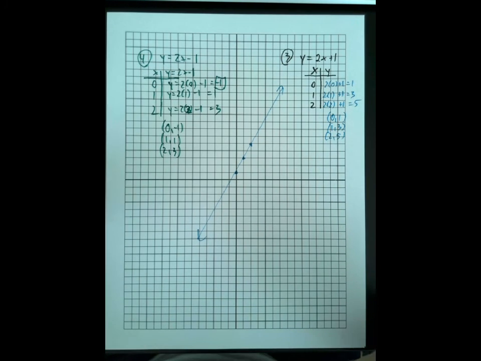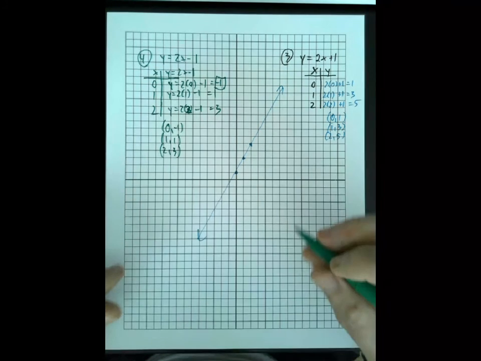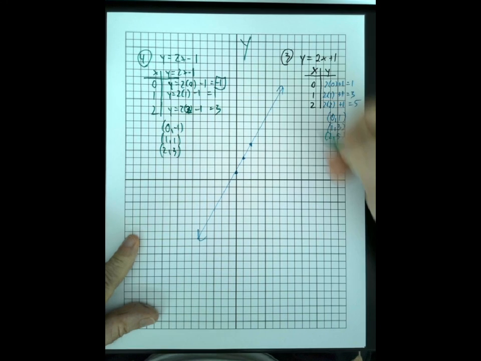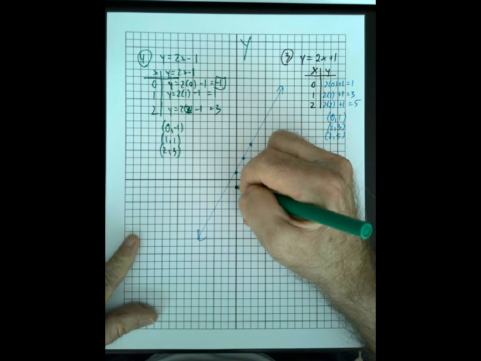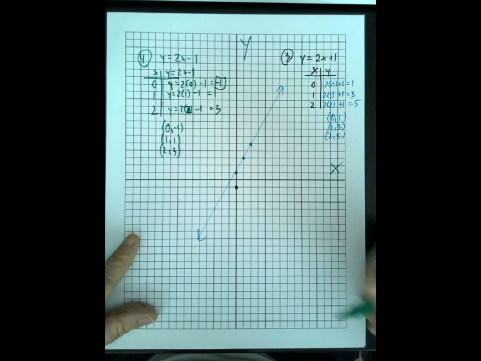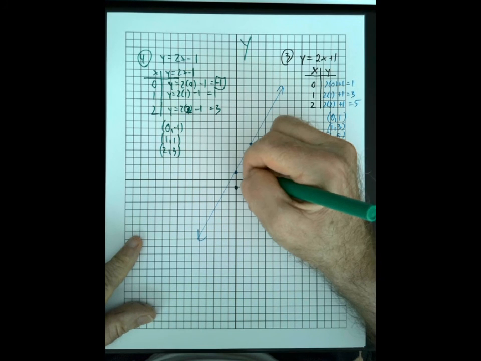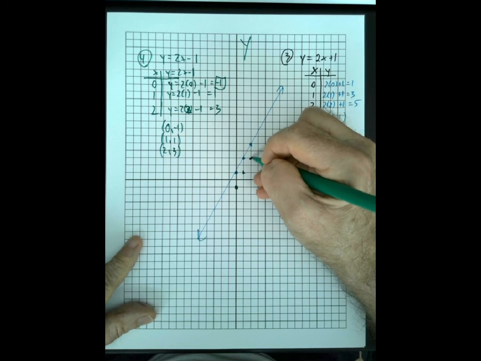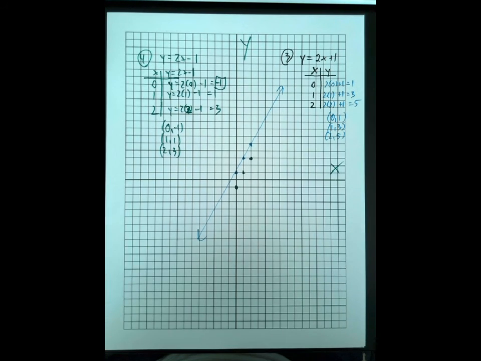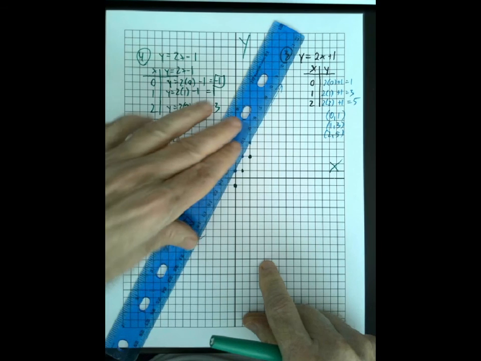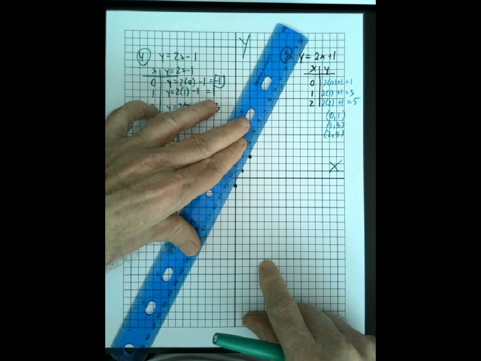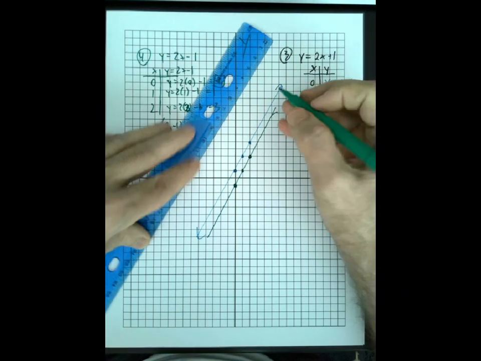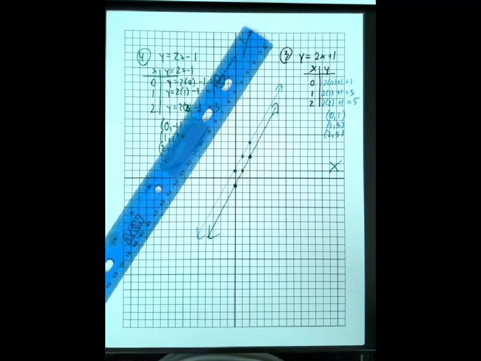So I'm going to put that in. Okay, in green, (0, -1) is 0 on the x. Remember, there's the y and there's the x. (1, 1) is 1 on the x-axis, over 1, up 1 for that one, and then over 2, up 3. And there it is. There's the equation.